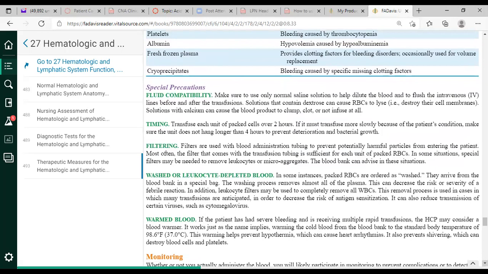And it's talking about when blood is being transfused, blood should never transfuse longer than 2 hours. It should not transfuse longer than 2 hours. And you should not leave blood just sitting for over 2 hours.